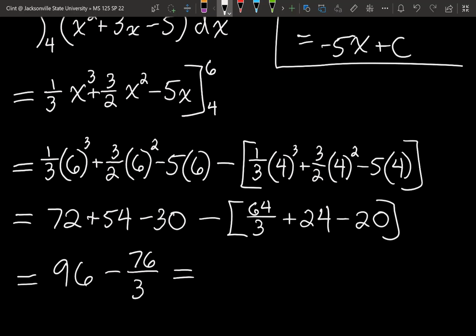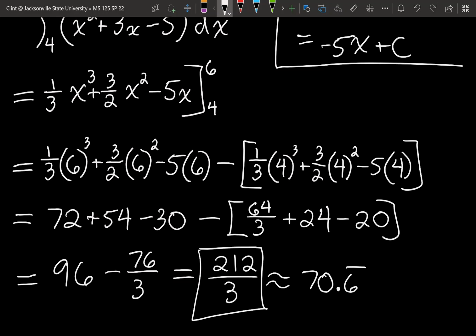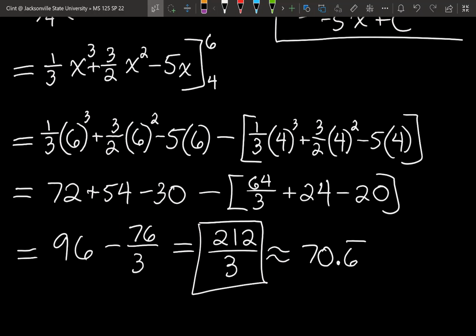The whole thing doesn't come out too pretty. We get 212/3, and if we wanted a decimal, that's 70.6 repeating. We'll be happy with the exact value, but if you do want the decimal, that's what we get. Okay, not uncommon for these to come out not exact, because we are finding area underneath some curved shape. It's a little bit weirder for that to come out some exact integer than it is for it to come out something a little messier.